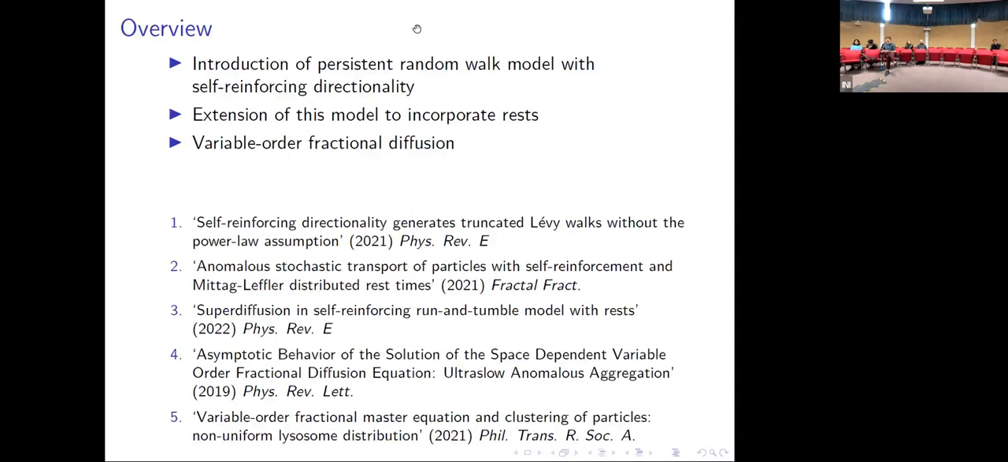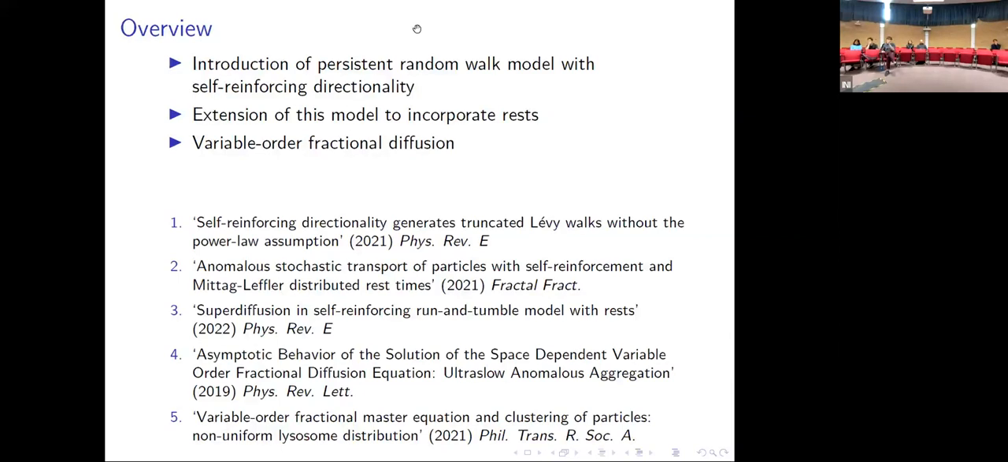Okay, so today I'm just going to present to you a new persistent random walk model that can actually generate superdiffusion with exponential runs. This is something new that has played a huge role in modeling endosomes inside cells. Then I will extend this model to incorporate resting states in the random walk. And then I'll also talk a bit about variable or fractional diffusion, which occurs when the media is heterogeneous and there is subdiffusion going on in there.